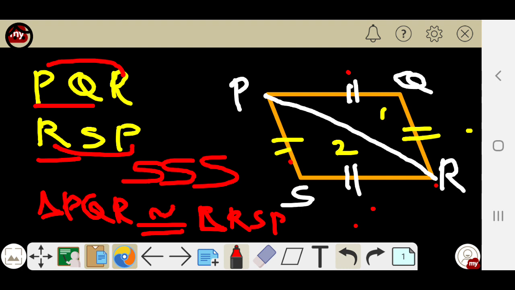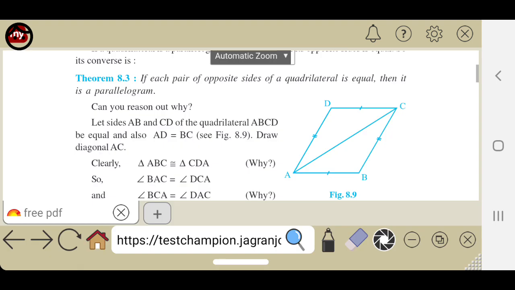Now we got in this quadrilateral, the diagonal divides the quadrilateral into two congruent triangles. So what we can say is, this quadrilateral is a parallelogram. Yes. If each pair of opposite sides are equal, then the quadrilateral will be a parallelogram.